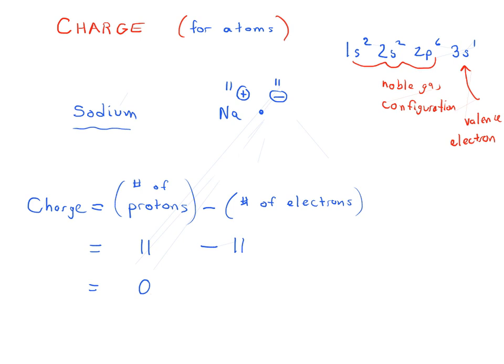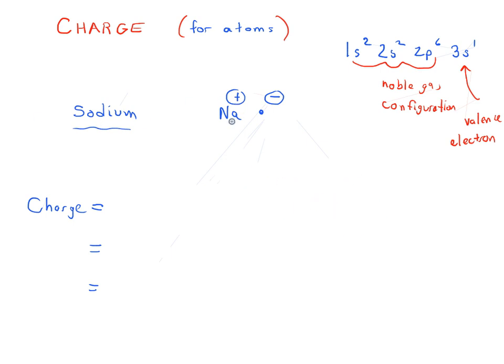Okay, so we can just ignore the fact that sodium has 11 electrons, and focus on the single electron around it. And what we can do is change our formula a little bit. It'll end up giving us the same answer.